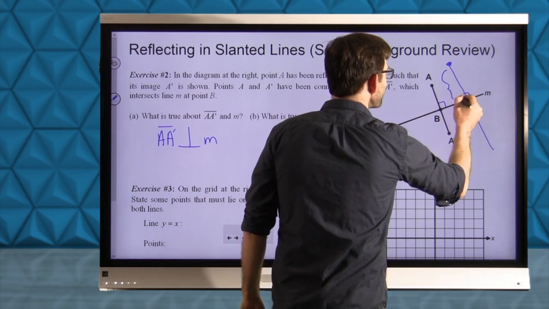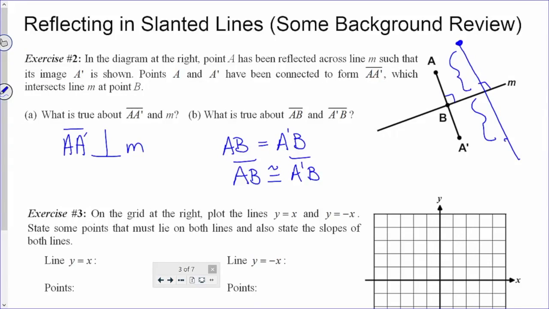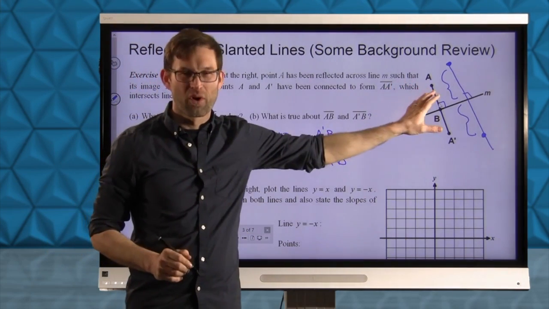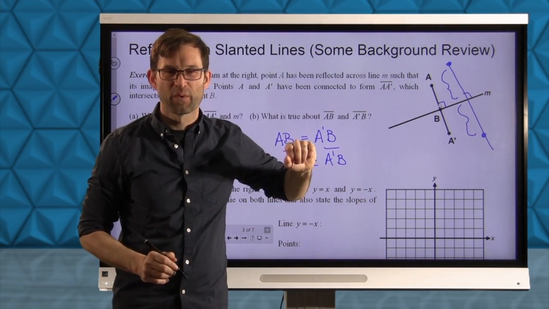Then we have to take this distance, and that's where our image point will be, even though my drawing is absolutely horrible, okay?